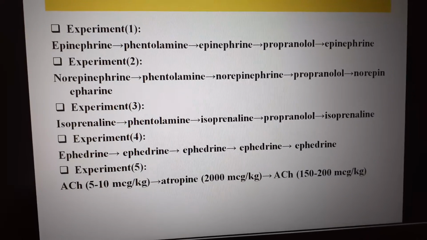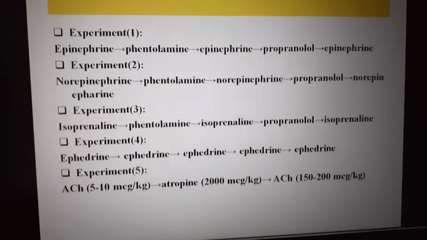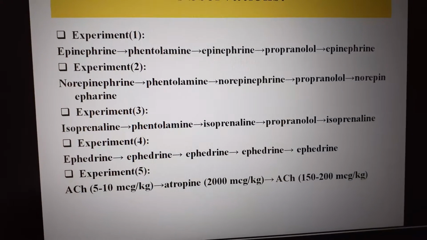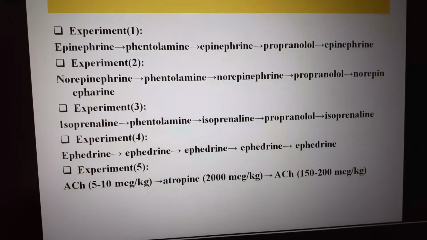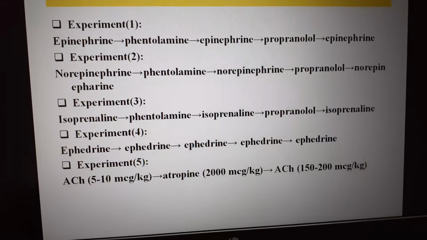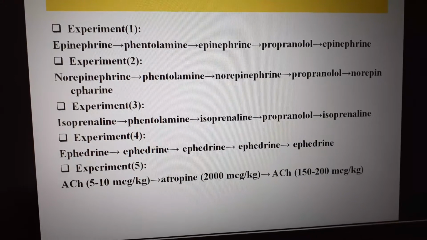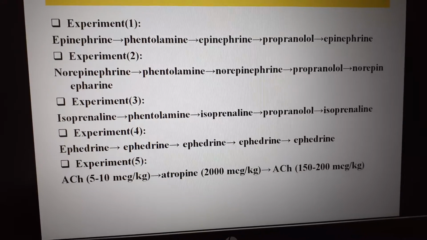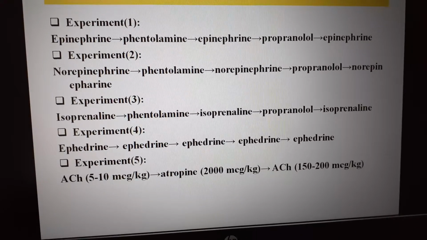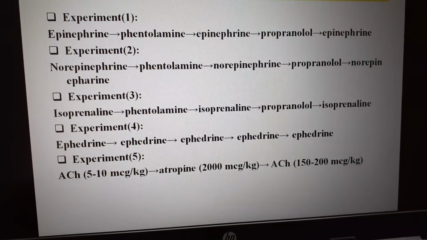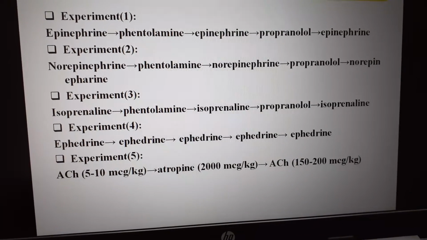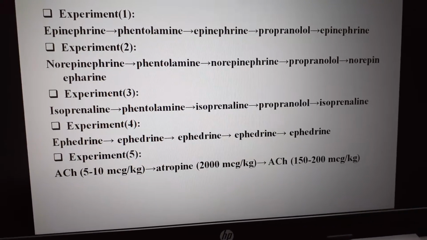You can see that in the experiment number 1, we are giving first the agonist, that is the epinephrine, then the antagonist alpha blocker phentolamine, then we have again repeated the agonist epinephrine, then we have given the antagonist beta blocker, that is propranolol, and again given the agonist epinephrine. In the similar way, we have followed norepinephrine, followed by phentolamine, followed by norepinephrine, followed by propranolol, followed by norepinephrine.